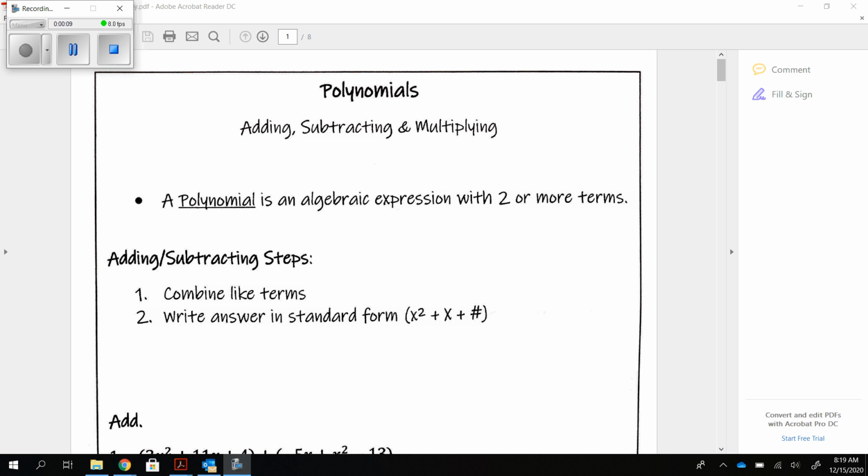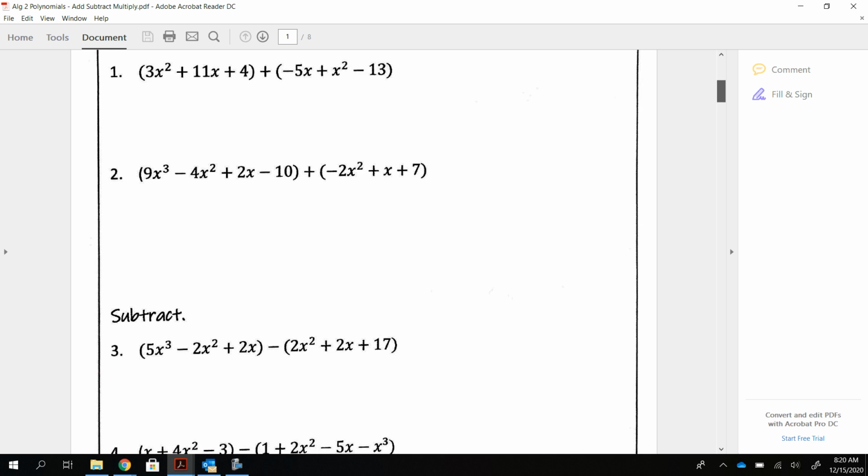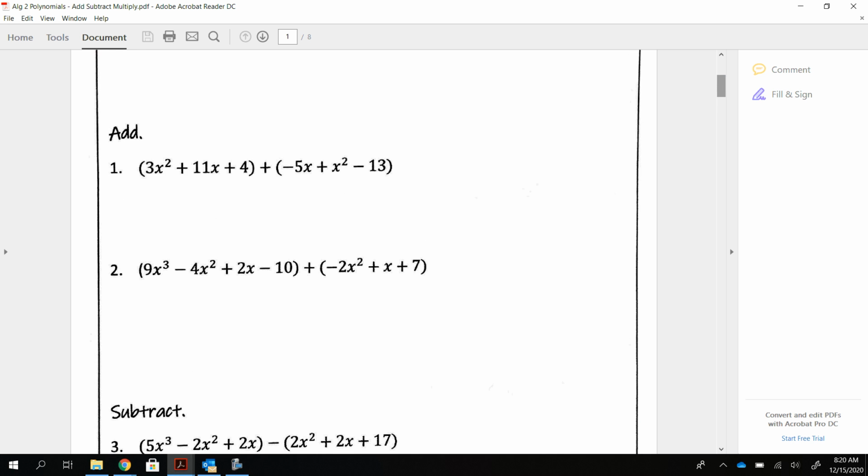All right, we're starting this semester with polynomials: adding, subtracting, and multiplying. A polynomial is an algebraic expression with two or more terms. These are the only steps for adding and subtracting: combine like terms and write your answer in standard form. So we're starting off with something really, really easy. We know how to combine like terms. We've done this exact thing before.